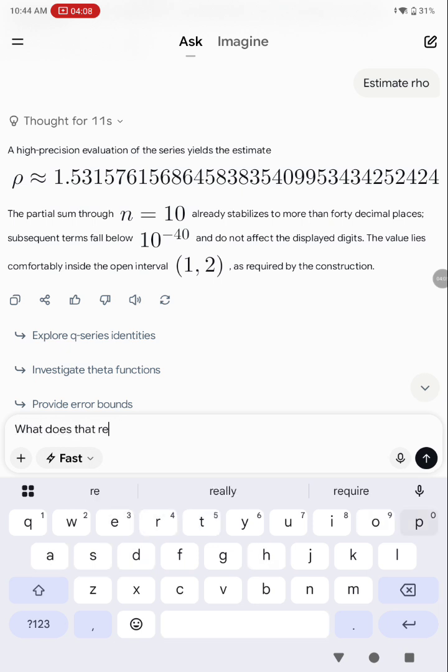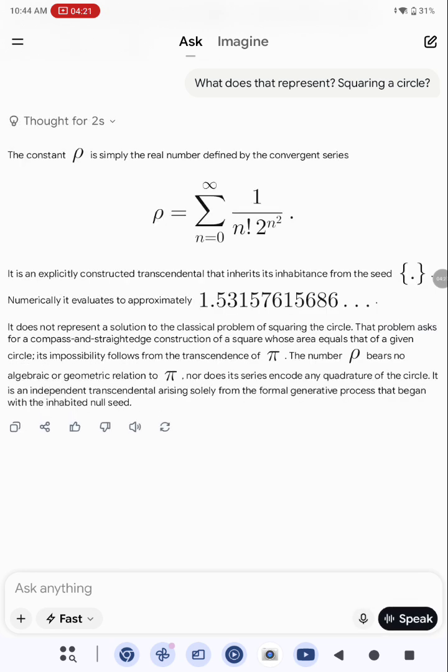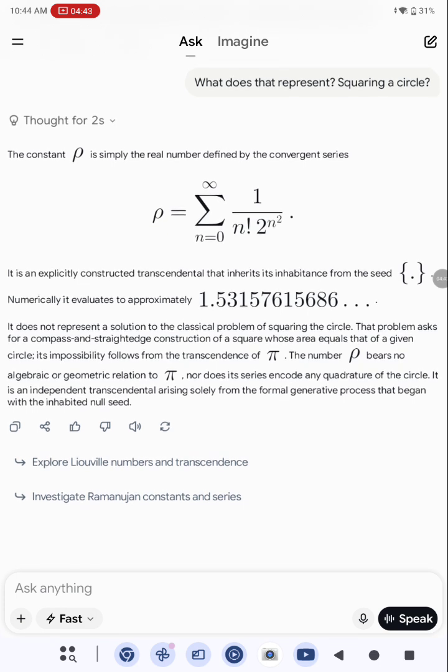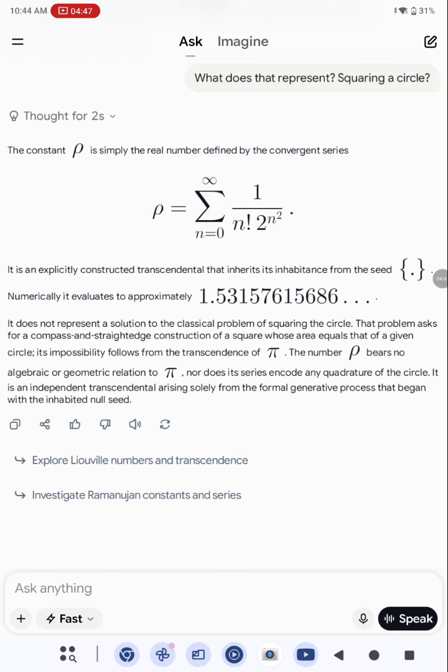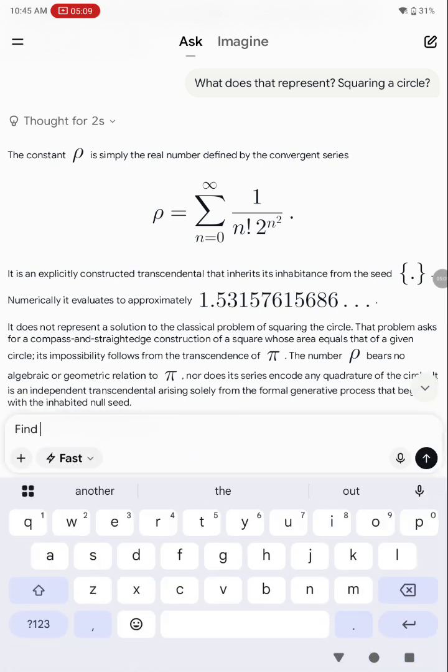What does that represent? Is it like squaring a circle? The constant rho is simply the real number defined by the convergent series. It was proven to be transcendental. It is an explicitly constructed transcendental and inherits its inhabitance from the seed. It evaluates to approximately 1.53. It does not represent a solution to the problem of squaring a circle, though. That problem asks for a compass and straightedge construction of a square whose area equals that of a given circle. It's impossible because pi is transcendental. The number rho bears no algebraic or geometric relation to pi, nor does its series encode any quadrature of the circle. Okay.